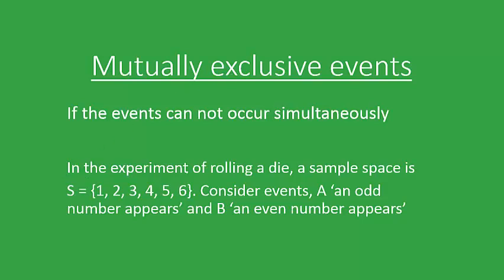Let's say in the experiment of rolling a die, the sample space is given by {1, 2, 3, 4, 5, 6}, which is the set of all the possible outcomes of the experiment. And let's have two events. Let's say we have an event A, an odd number appears, and an event B, an even number appears. These two events are mutually exclusive because we cannot have the two events simultaneously. That is, we cannot have a number which is both odd and even in the experiment of rolling a die.